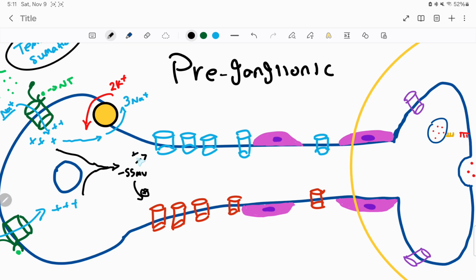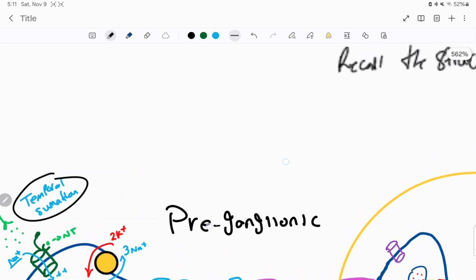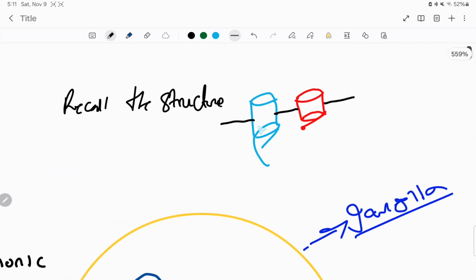What are these special channels? These channels are going to be your sodium voltage-gated channel and your potassium voltage-gated channel. If you recall, I haven't drawn the structure here because it'll make the drawing a little too complicated. But if I bring you up here, you should recall the structure. Here's the sodium voltage-gated channel, and here is the potassium voltage-gated channel.